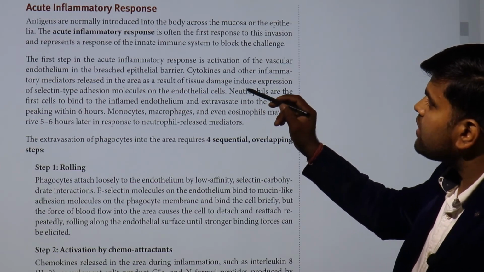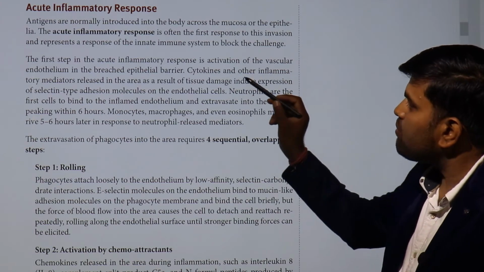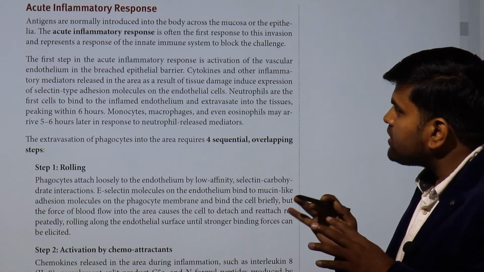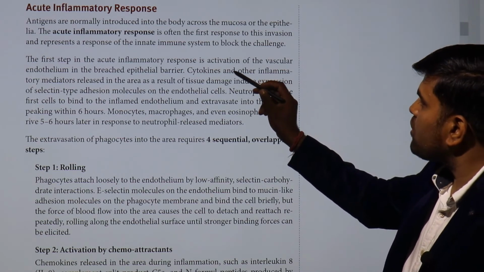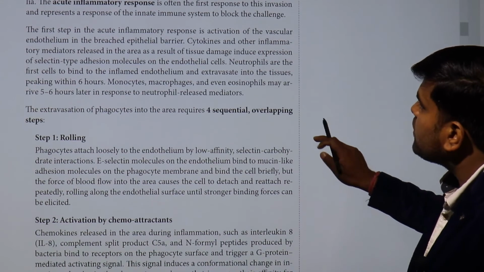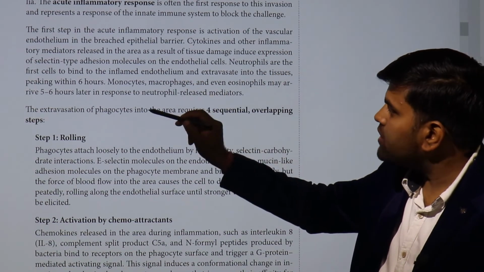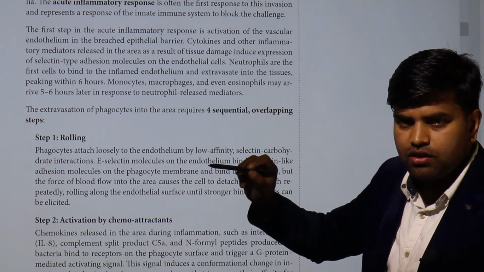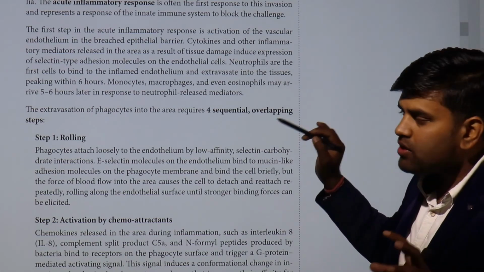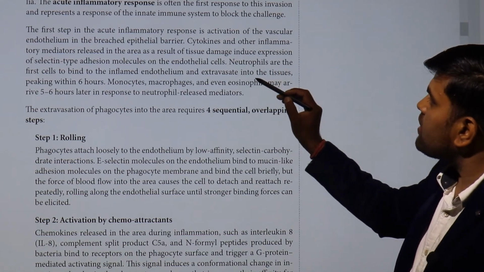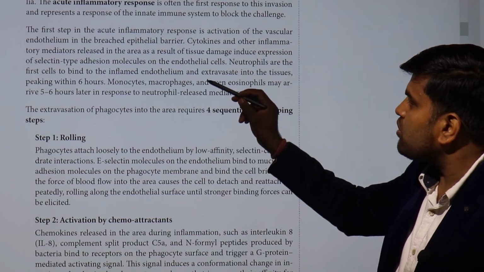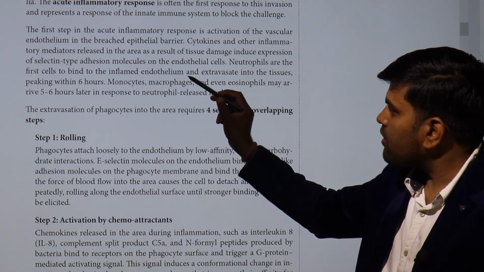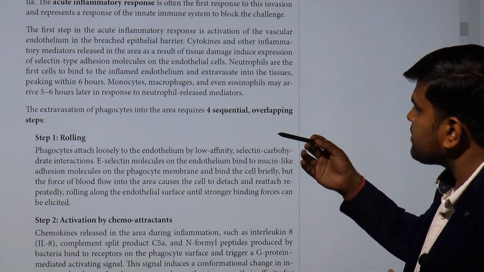The first step in the acute inflammatory response is the activation of the vascular endothelium, is the breach of the epithelial barrier. So once there is a breach in the epithelial barrier, the inflammatory response will occur by activation of the vascular endothelium. Cytokines and other inflammatory mediators released in the area as a result of the tissue damage induce expression of the selectin. So there is tissue damage, and due to the tissue damage there is a release of cytokines, and these cytokines cause the expression of the selectin molecules on the endothelial cell as well as on the phagocytic cell. Neutrophils are the first cells to bind to the inflamed endothelium and extravasate into the tissue.